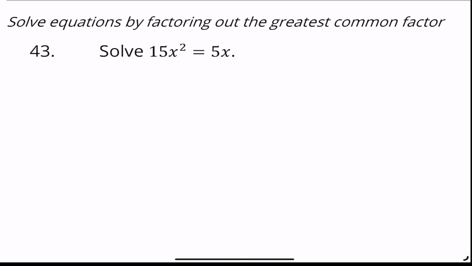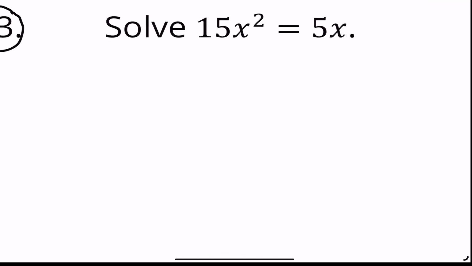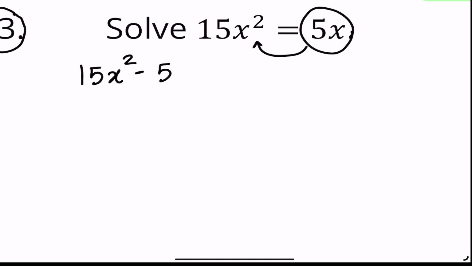Solve equations by factoring out the greatest common factor. That means I'm factoring out the greatest common factor. My first problem is solve 15x squared is equal to 5x. To solve this problem, I'm going to bring everything to one side. That means I'm going to get my 5x to the other side. So 15x squared minus 5x is equal to 0.